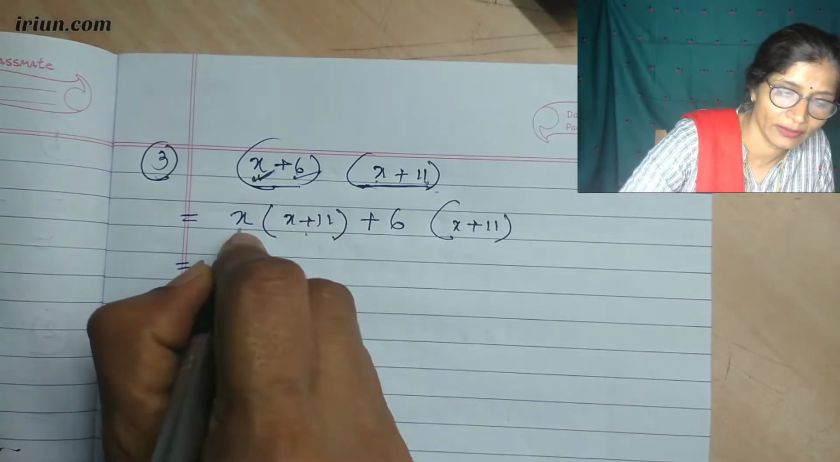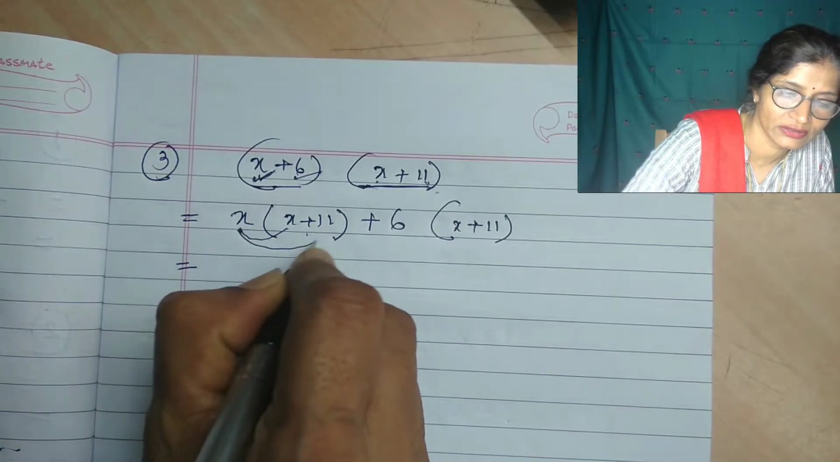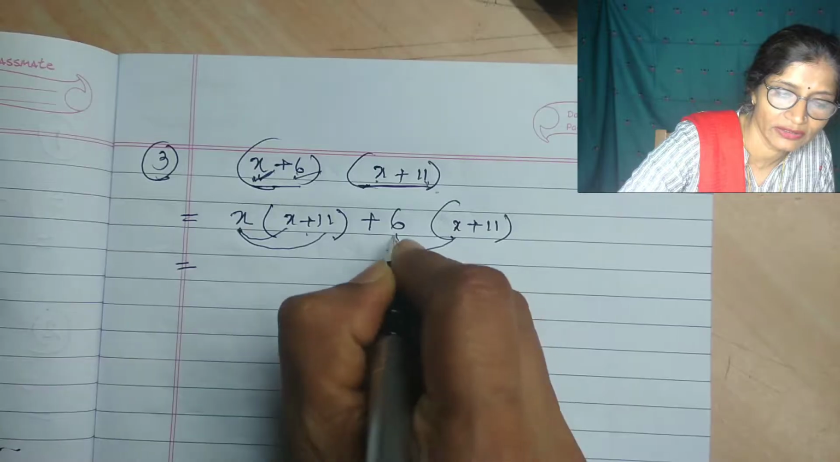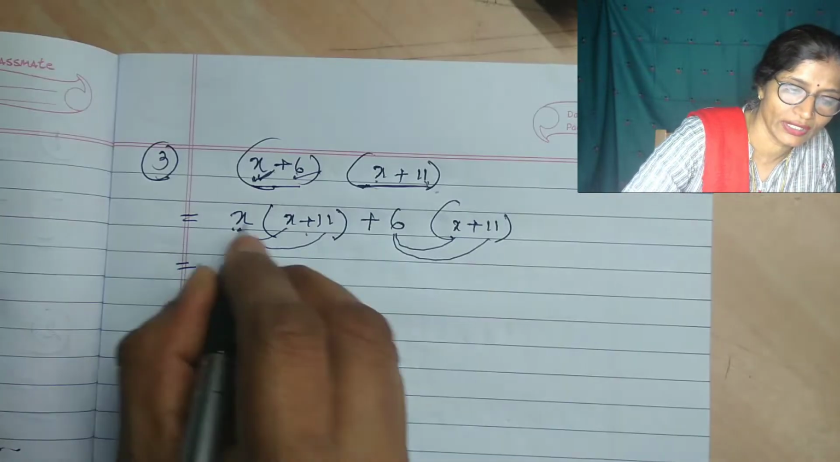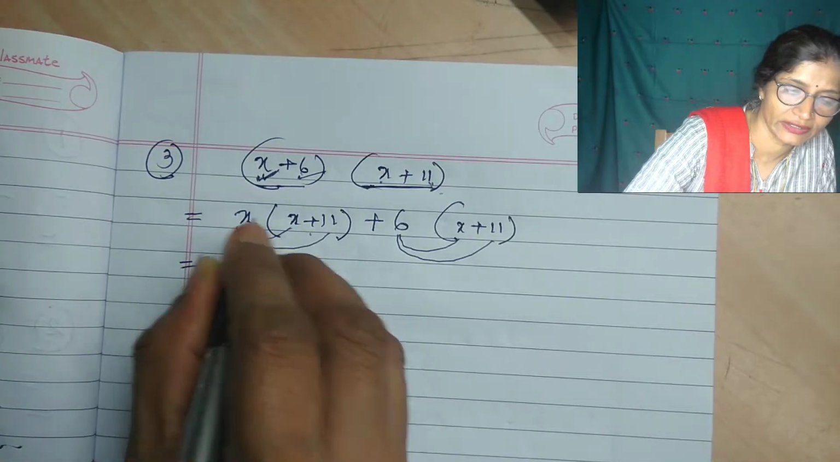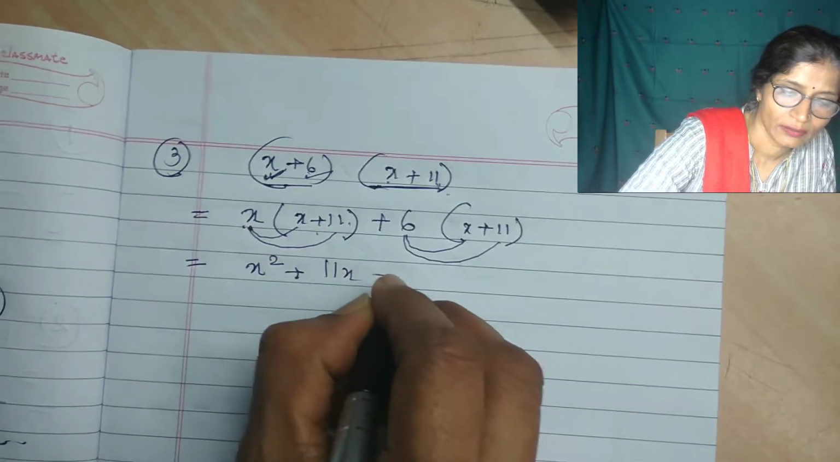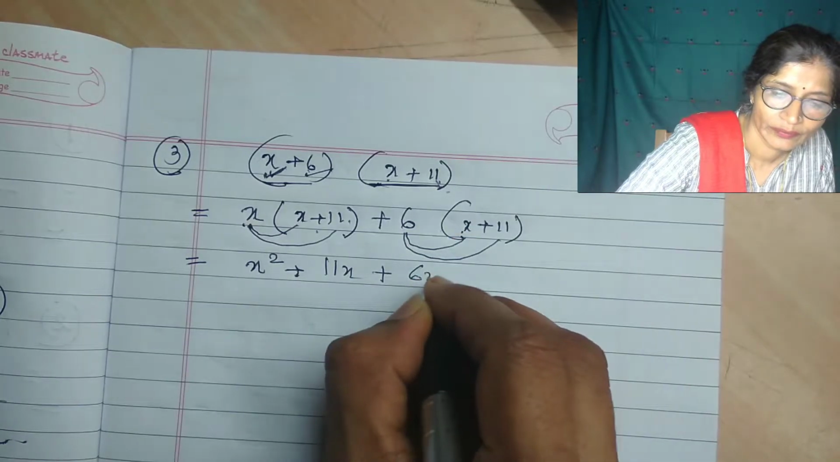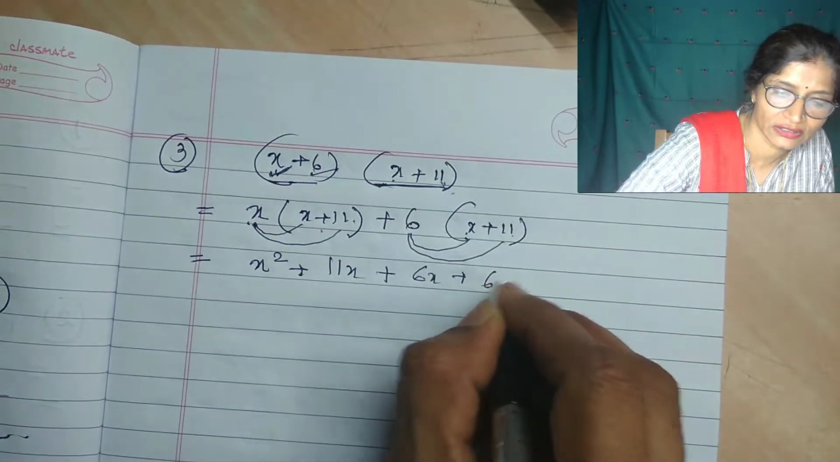So now what will happen? This x will multiply this as well as this. In the same way, this 6 multiplies this as well as this. So here x into x, so x square, plus sign this plus, and x into 11 is 11x, plus this 6x, plus 6 times 11 is 66.